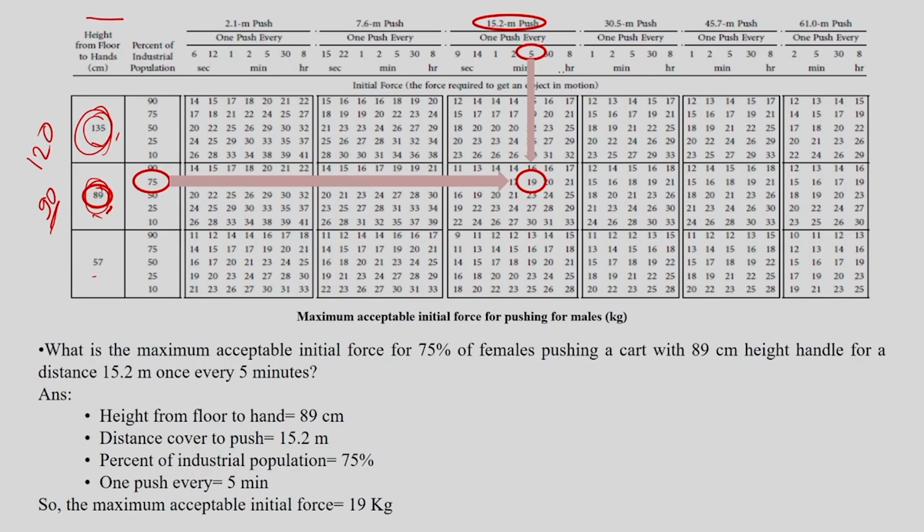Now, here you see that for this particular example it is taken as 75, and as it is push, so 15.2 meter push and one push in every 5 minutes. So, the value becomes 19 kg. Again the data is for male population. So, this is how the example looks like. Okay. This is for push male data.